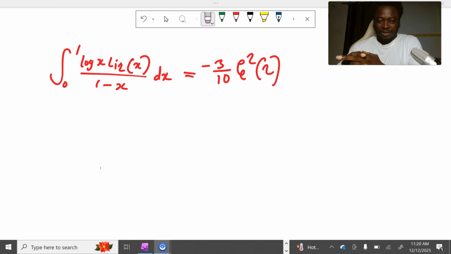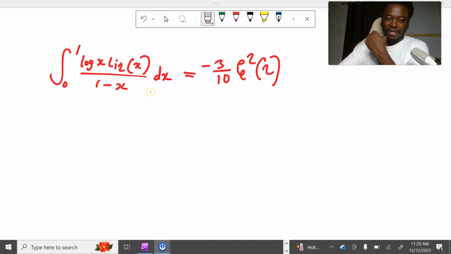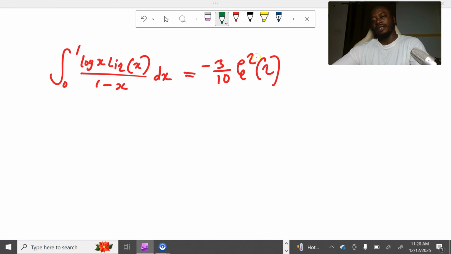Today in this video, we're going to try to find this beautiful integral. It says the integral from 0 to 1 of dilogarithm of x times log x divided by 1 minus x, and it says it equals negative 3 over 10 zeta squared of 2.